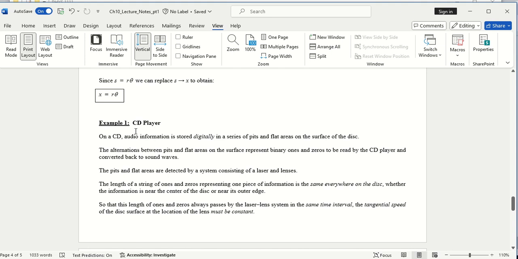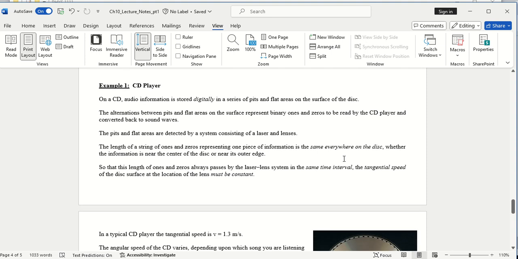A very common example: you plug a CD into a CD player, how does it actually create the music? The music is stored on the CD in binary form, ones and zeros, and then the binary information is read by the CD player, and they convert the binary information to a sound file, like an MPEG file or what have you, and it reads that binary information with a combination of a laser and lenses.